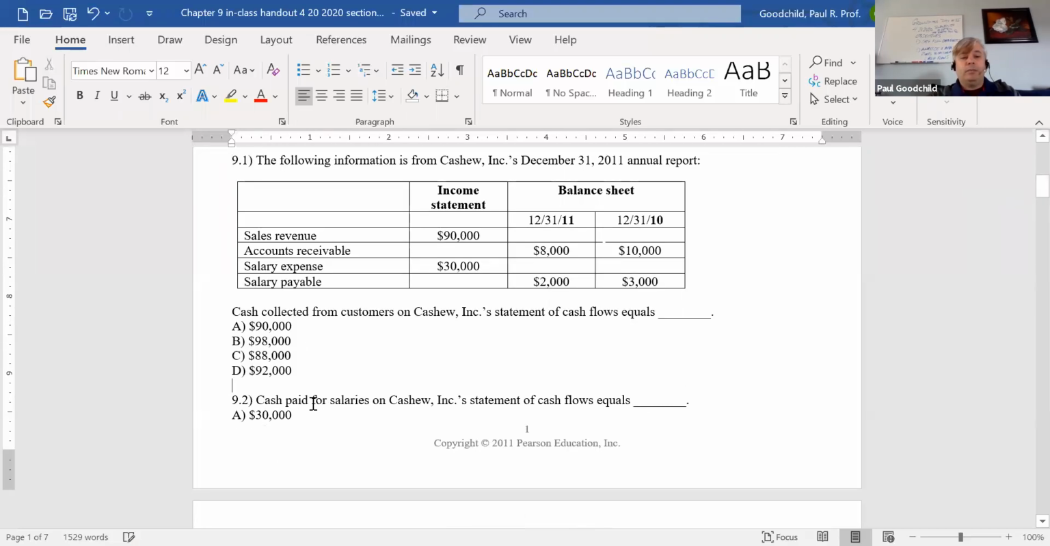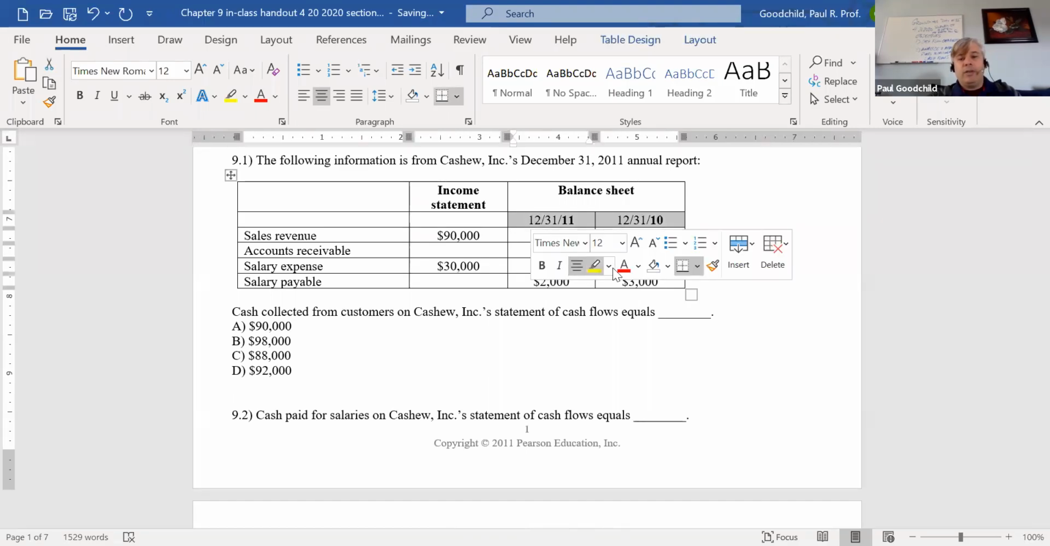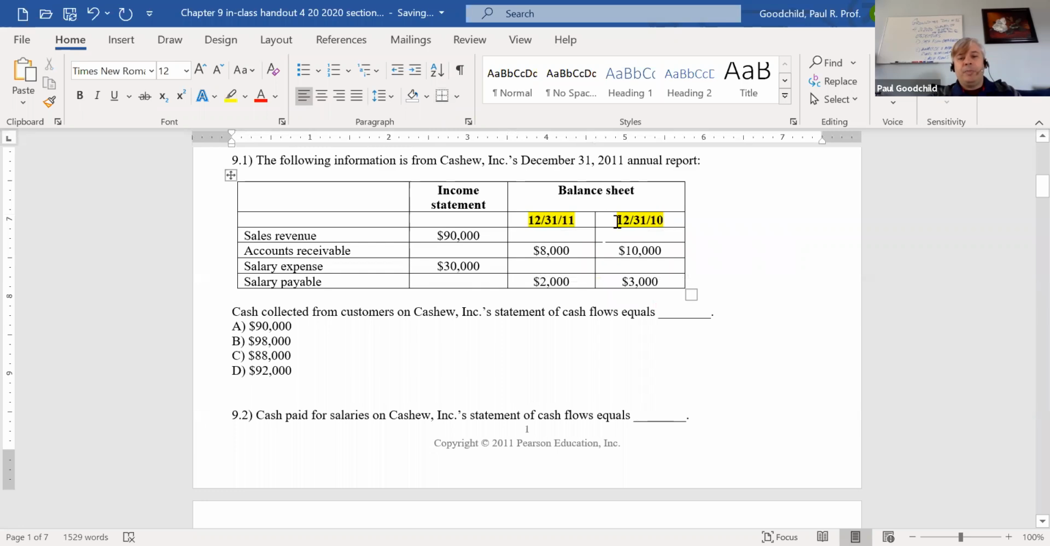All right, so 9.1 says the following information is from the 2011 annual report. Keep in mind the dates here. One of the things that this text does that I don't really love is that it shows the same question, but then it swaps the names of the company and it swaps the dates. So try not to blaze through the questions quickly here.